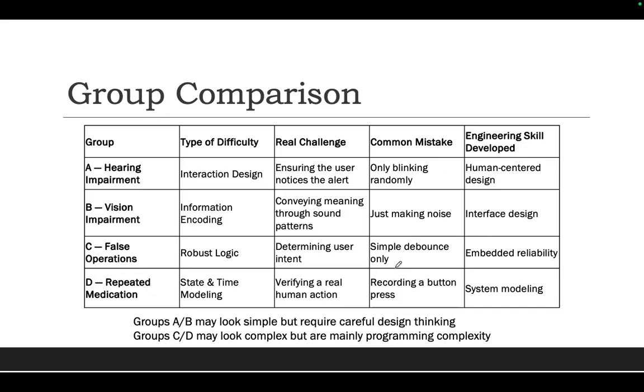You can see that groups A and B may look simple, but they require careful design thinking, because you need to design for many different situations for hearing impairment and vision impairment. Groups C and D may look complex, but the programming complexity is manageable. Does that make sense to you?